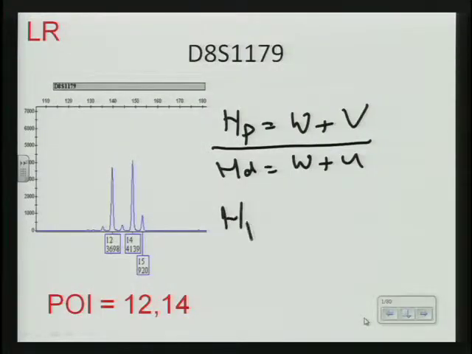So in this instance, again, I've got to set my parameters. I'll use wearer plus victim, and HD is wearer plus unknown. Probability of the HP, we're still 1. Everybody okay with that one? Now, what have we got? What options do we have for HD? We've got to account for the 15, yes? Everybody happy with account for the 15?